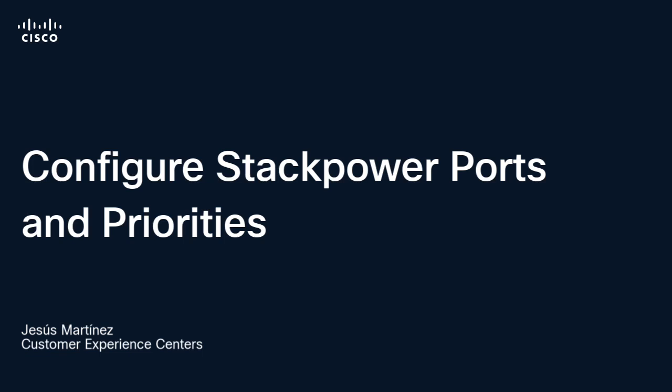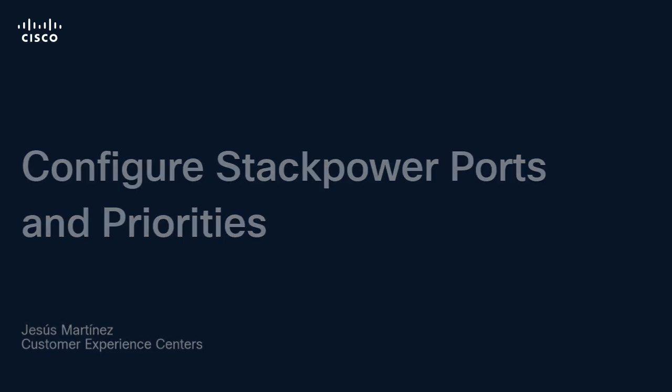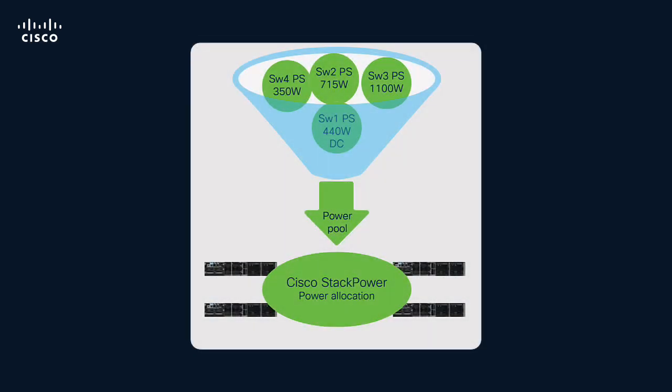Today we are going to explore one of the most powerful features of the Catalyst 9300 switches, stack power. In essence, stack power allows switches within the same stack to share their power supplies as if they were in a single power pool. This means that if one power supply fails, the other switches can compensate for that load, preventing unnecessary downtime. It is fundamentally intelligent power redundancy.